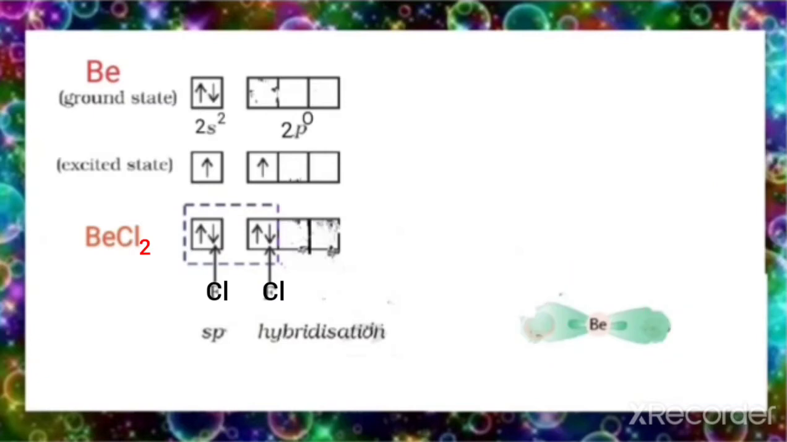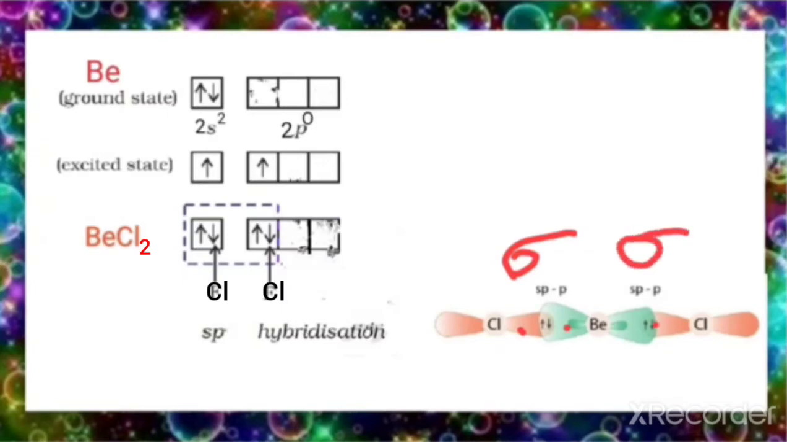Now these 2 hybrid orbitals overlap with the p orbitals of 2 chlorine atoms. There will be a formation of a sigma bond, because here there is a head-to-head overlapping of the sp hybrid orbital of beryllium and the p orbital of chlorine. This type of overlapping is called head-to-head overlapping, and it results in the formation of a sigma covalent bond.